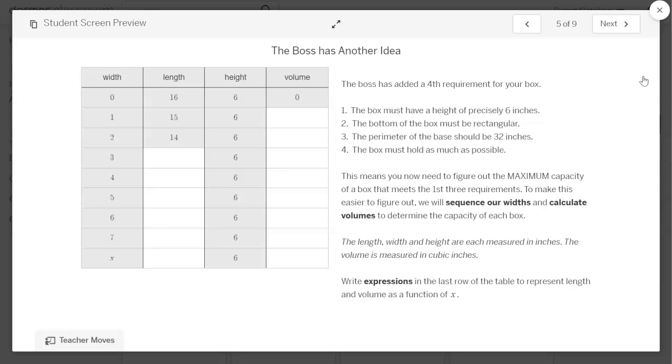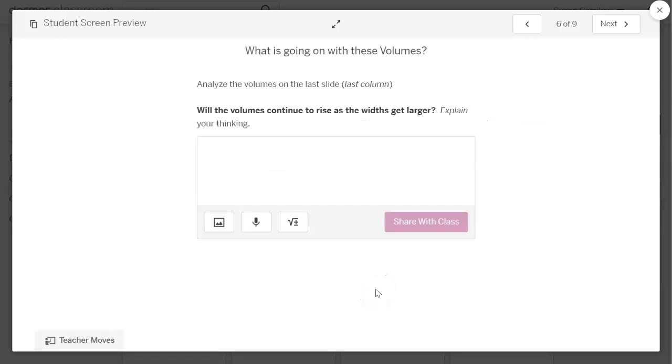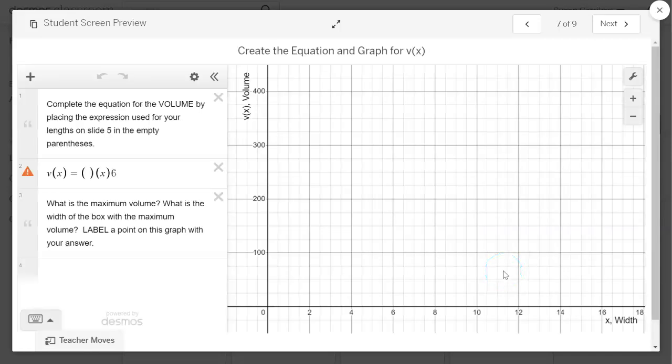And then finally, they'll use that expression in the width and the height to create an equation or a function equation for the volume of the box. Here they're doing some analysis of their volume. Will the volumes continue to increase forever? What do you think? And then here they will actually put in their volume function that they created with their table, and then they will use this graph to find the maximum volume. We want to know the width of the box that will produce the maximum volume and label that point on the graph with the answer.